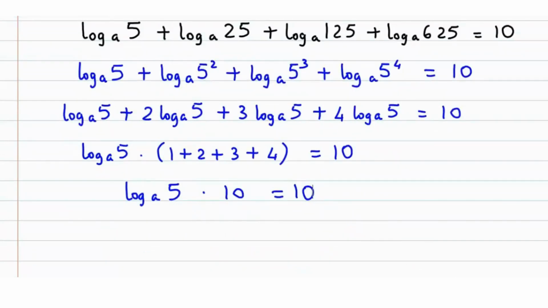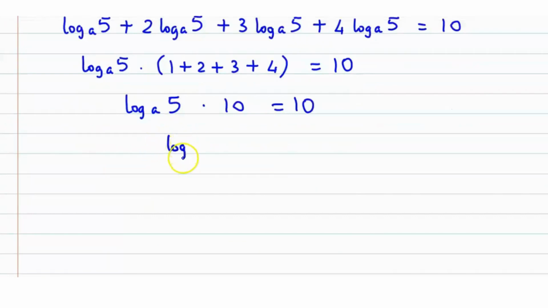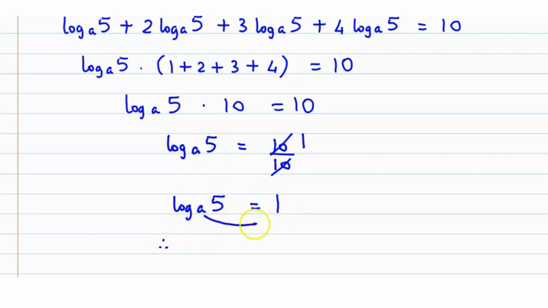Now if we simplify this further, we obtain log 1 to the base a is equal to 10 divided by 10, this gets cancelled off, so we have 1. So we have log 1 to the base a is equal to 1, and we could easily convert this into the exponential form. So therefore we obtain a to the power of 1 is equal to 5, converting the log form into the exponential form. So finally we have a equal to 5. So the value for a is 5.